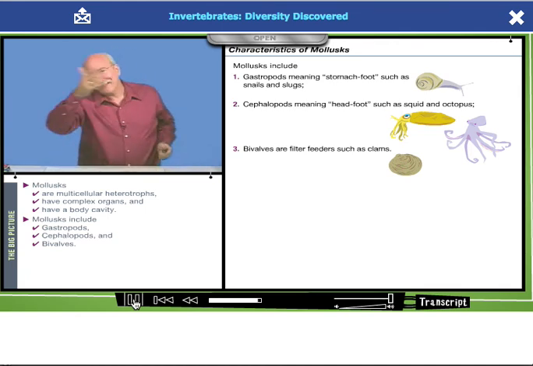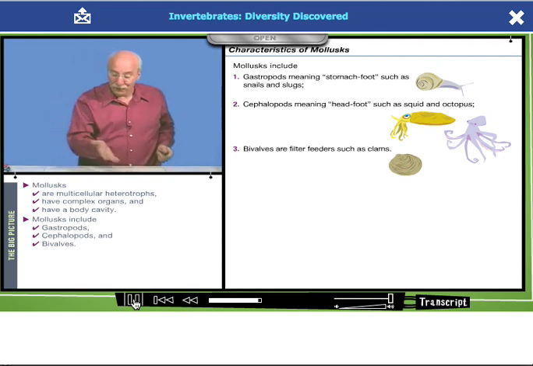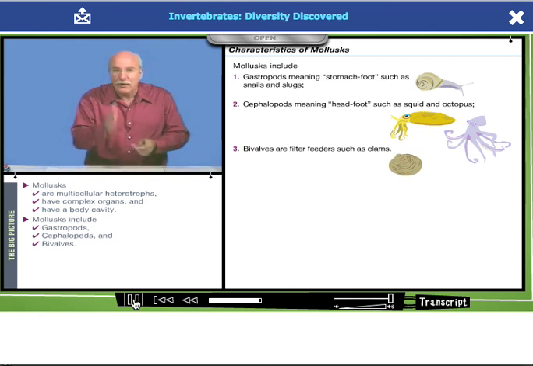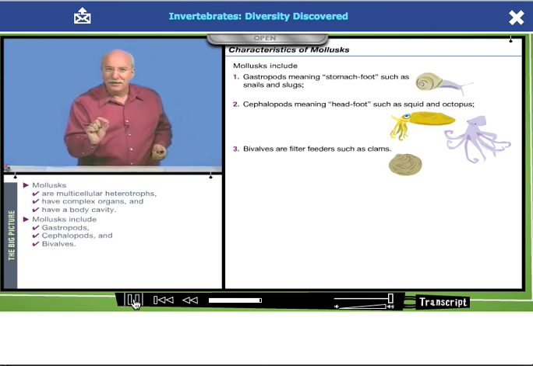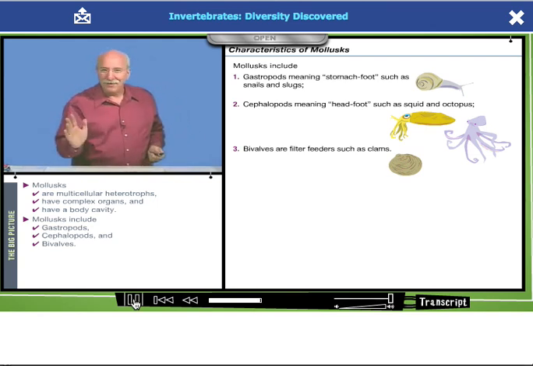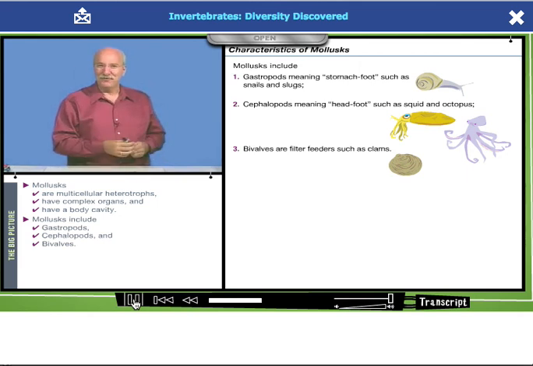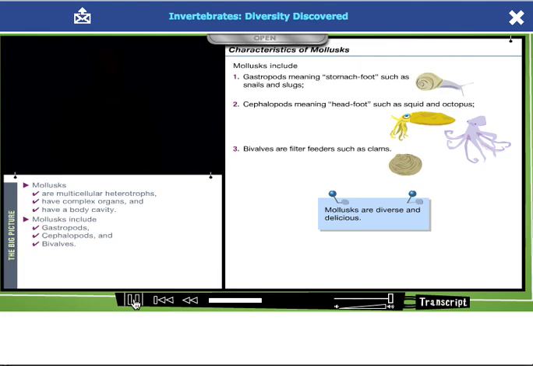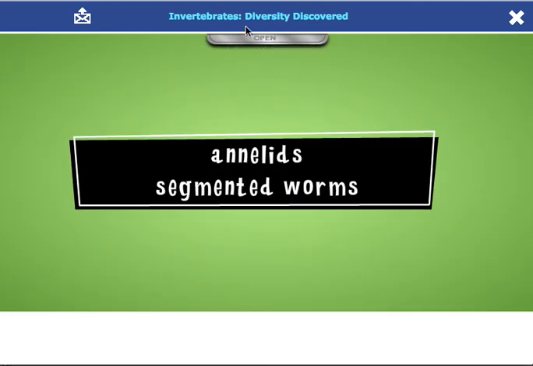Mollusks. So, back to this. What's so great about mollusks? Well, not only are they amazingly diverse, and not only do they all have some structures in common, but think about it, what's better than a good plate of calamari, huh? Mollusks, delicious. Annelids, or segmented worms.